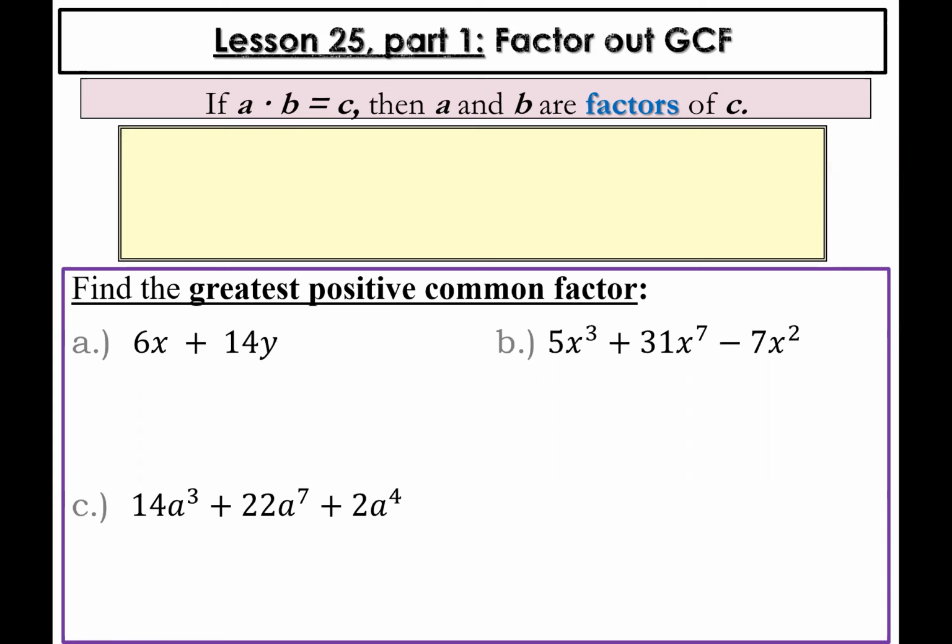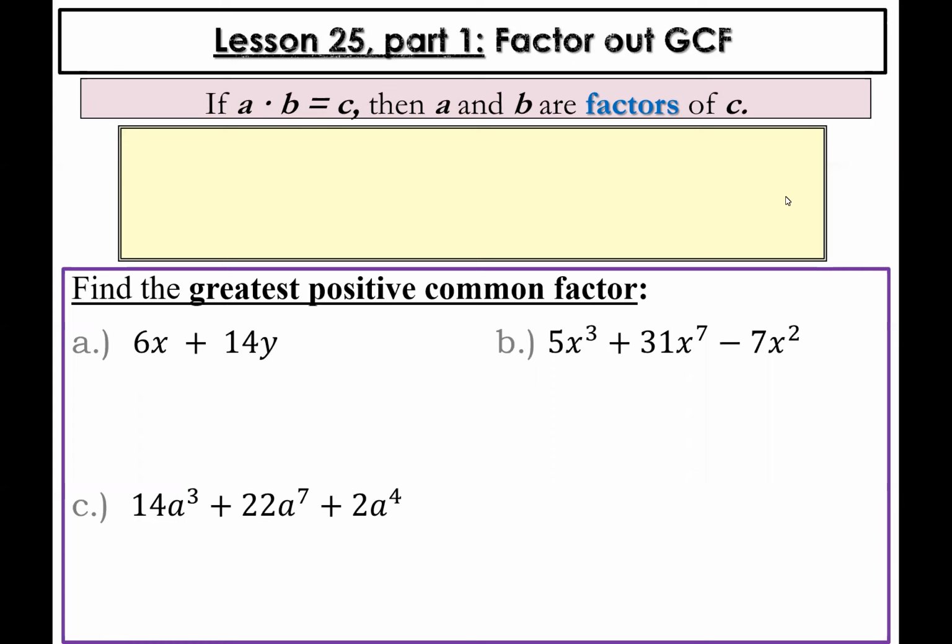Our first little definition here: if A times B equals C, then A and B are factors of C. You've heard the word factor before. We've reduced fractions by finding common factors in the numerator and denominator. So we're going to be doing something that may feel like reducing a fraction, but instead of looking at a numerator and denominator, we're looking at different terms of a polynomial, and we're trying to find what they have in common. What are they both a multiple of?